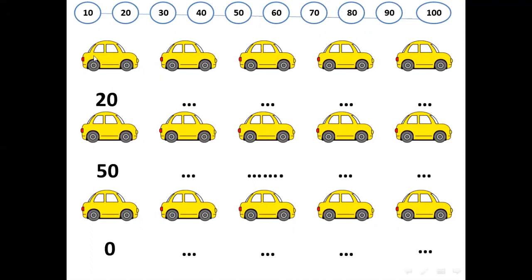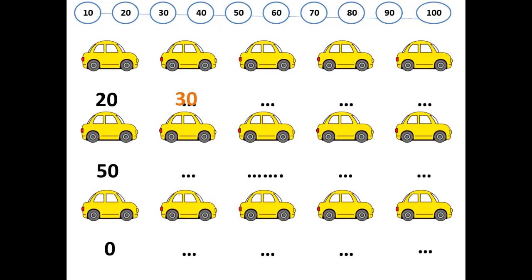Counting by tens, Oliver. Here. Can you see here, Oliver? What is it? This is 20. What comes after 20? 30. Good job, Oliver. Thank you.